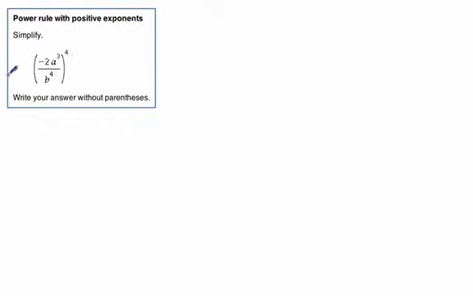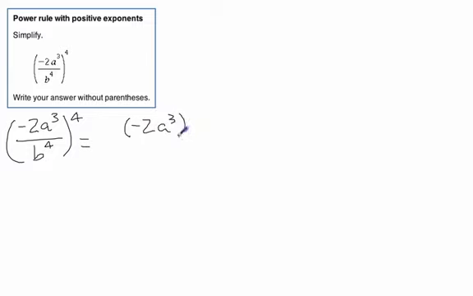Here we've got negative 2a to the third over b to the fourth raised to the fourth power. So the first thing we want to do is write our original problem, all raised to the fourth power. And then let's break it up into a numerator and denominator mini problem. So it's going to be negative 2a to the third, quantity to the fourth, and then b to the fourth, quantity raised to the fourth power. Okay, that's our first step. Now, two little mini problems.